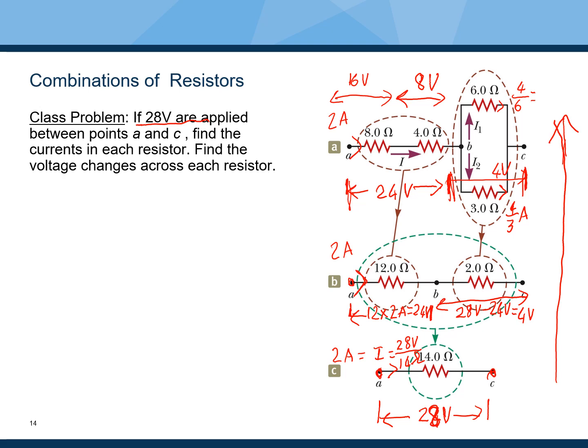Also realize that we have 2 amps flowing through the 8 ohm resistor and the 4 ohm resistor, and that 2 amps of current splits into 4/6 amps of current flowing through the 6 ohm resistor and 4/3 amps of current flowing through the 3 ohm resistor. Also notice that 4/6 plus 4/3 adds up to 4/6 plus 8/6, which is actually equal to 12/6, which is 2 amps. So we actually see that everything is ship-shape with respect to this particular circuit.